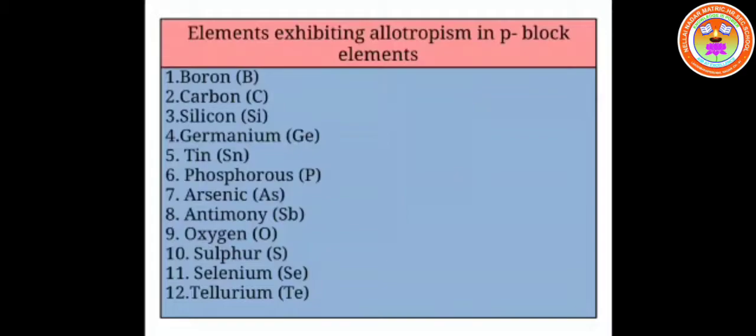Okay, children. Now this slide gives you the p block elements which exhibit allotropism. Some 12 elements we have here: boron, carbon, silicon, germanium, tin, phosphorus, arsenic, antimony, oxygen, sulfur, selenium, and tellurium. These p block elements exhibit allotropy, and they have more than one allotrope. Now we are going to learn the allotropes of these elements.